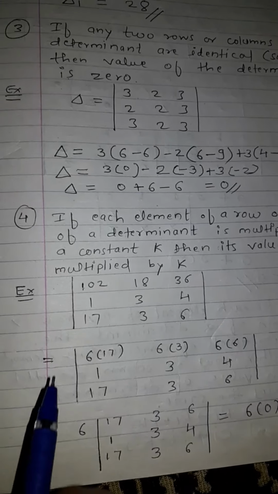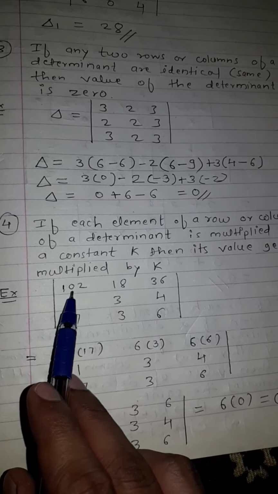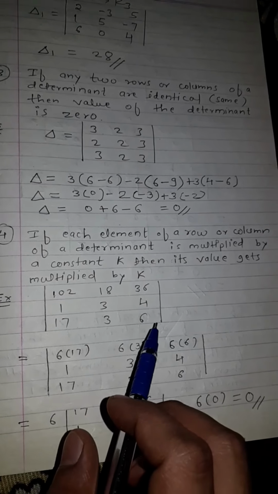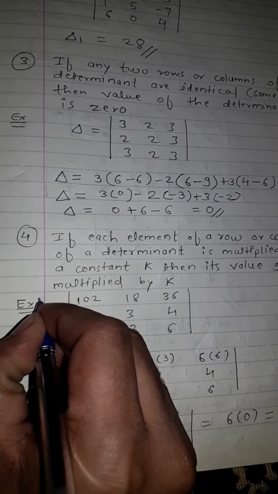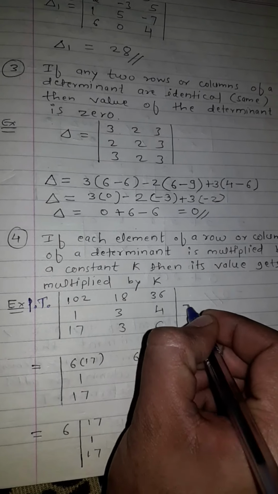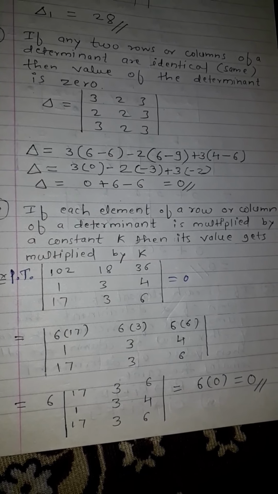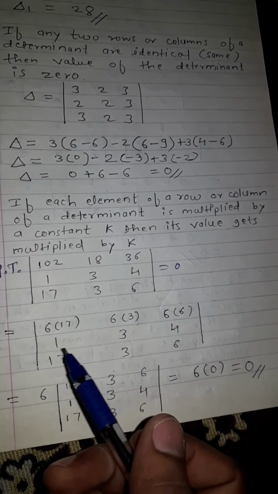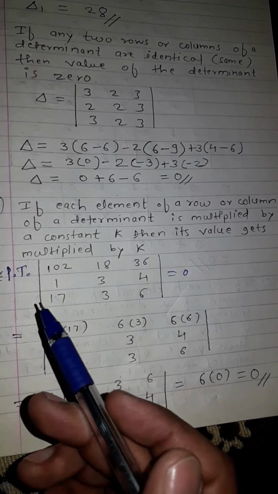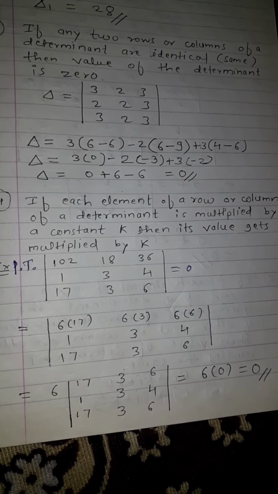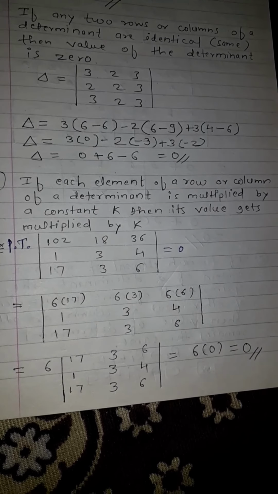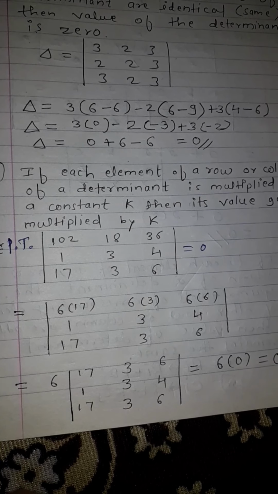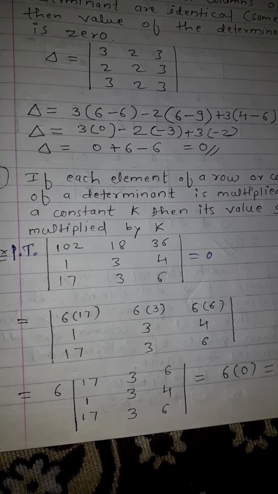Here I have taken one example: 102, 18, 36, 134, 17, 3, 6. The example is to prove that this determinant equals 0. Again, it is important for 1 mark. What I have done is by using this property only. So here 102, 18, 36, 134, 17, 3, 6, and we have to prove that this determinant equals 0. To make the determinant equal to 0, we have to make any two columns or rows identical, that is the same, right?